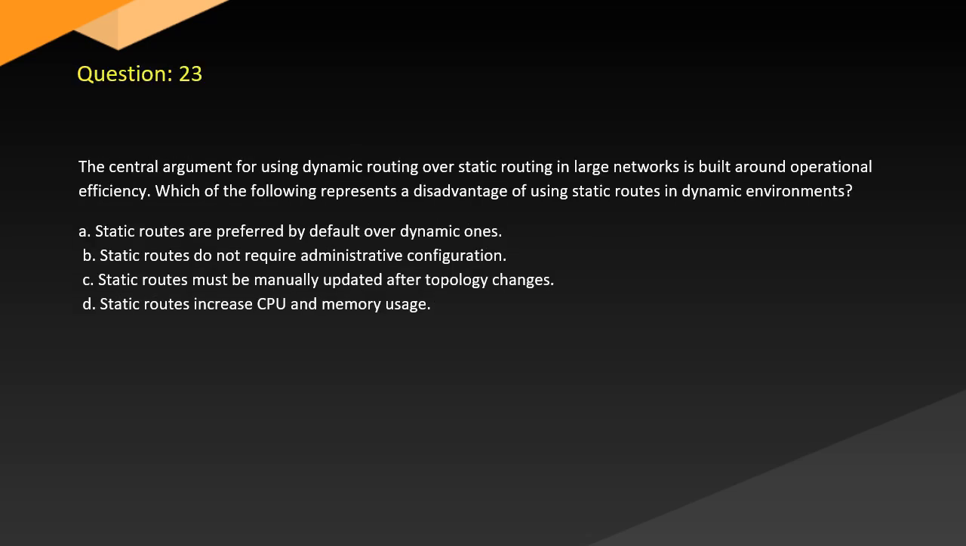Question 23. The central argument for using dynamic routing over static routing in large networks is built around operational efficiency. Which of the following represents a disadvantage of using static routes in dynamic environments? A. Static routes are preferred by default over dynamic ones. B. Static routes do not require administrative configuration. C. Static routes must be manually updated after topology changes. D. Static routes increase CPU and memory usage.